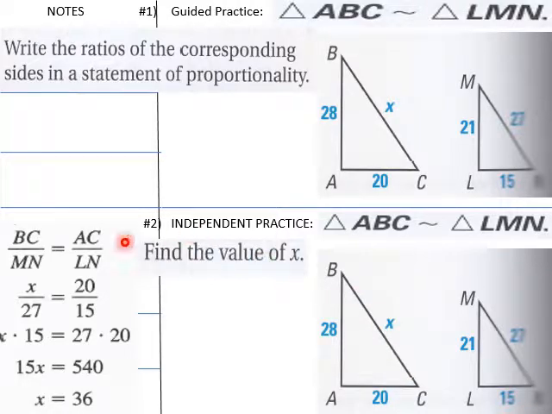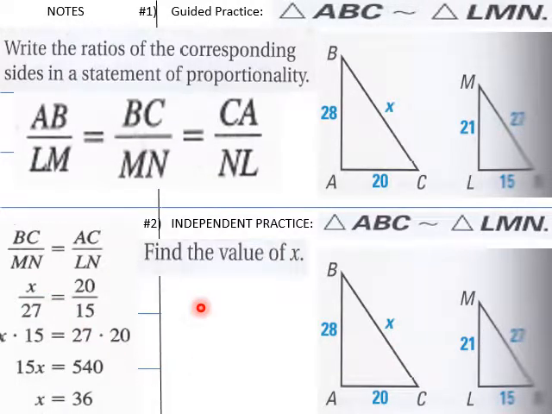Students, this is your lucky day. This is your independent practice. We set up a proportion here. BC over MN. MN is 27. X over 27 would equal 20 over 15, and then we just cross multiply and solve for X. X will equal 36 by using the proportion there, and then up here is the statement of proportionality for these two triangles.